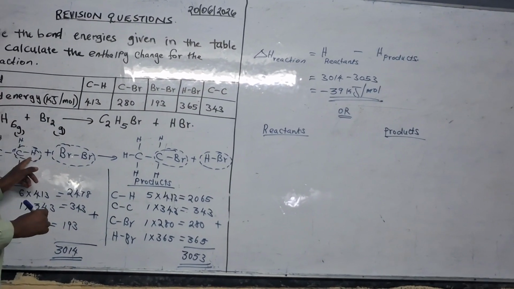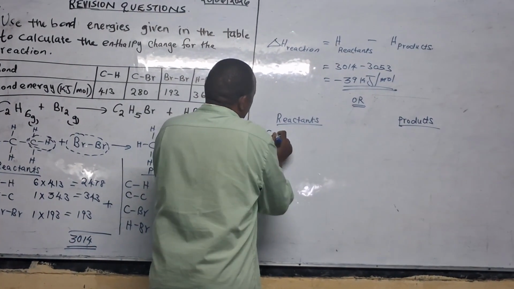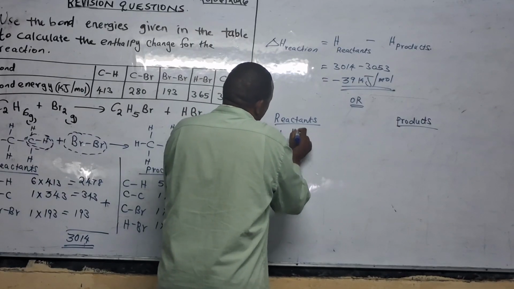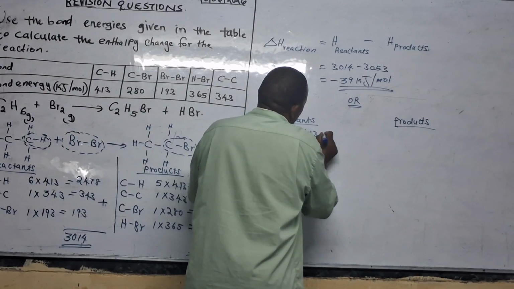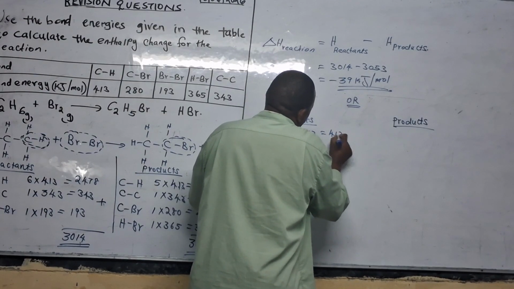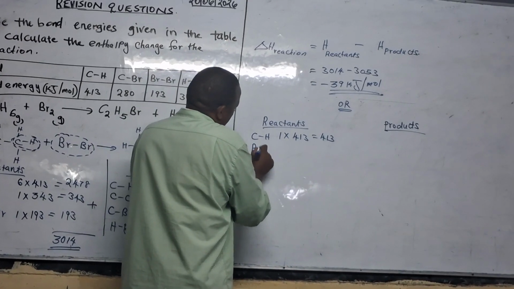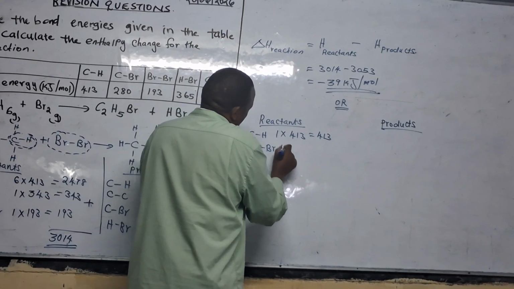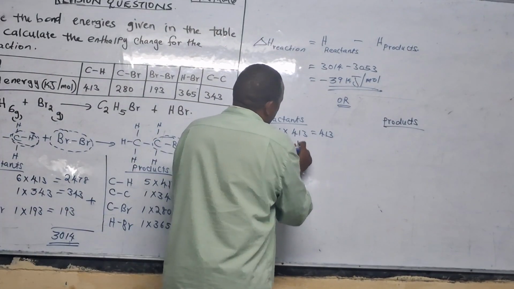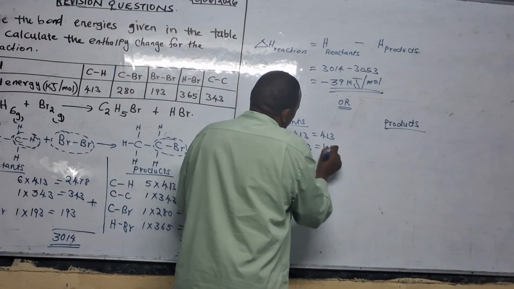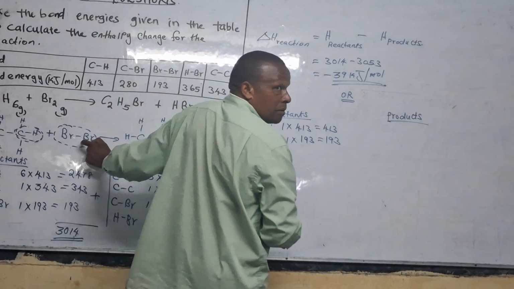Carbon-hydrogen: how many carbon-hydrogens have undergone a change? Only one. So we say carbon-hydrogen is 1 bond times the bond energy of carbon-hydrogen, which is 413. The answer is 413. Very good. We move to the next one. Bromine-bromine bond: 1 times the bond energy of bromine-bromine, which is 193. So we are done with the reactants: carbon-hydrogen and bromine-bromine.